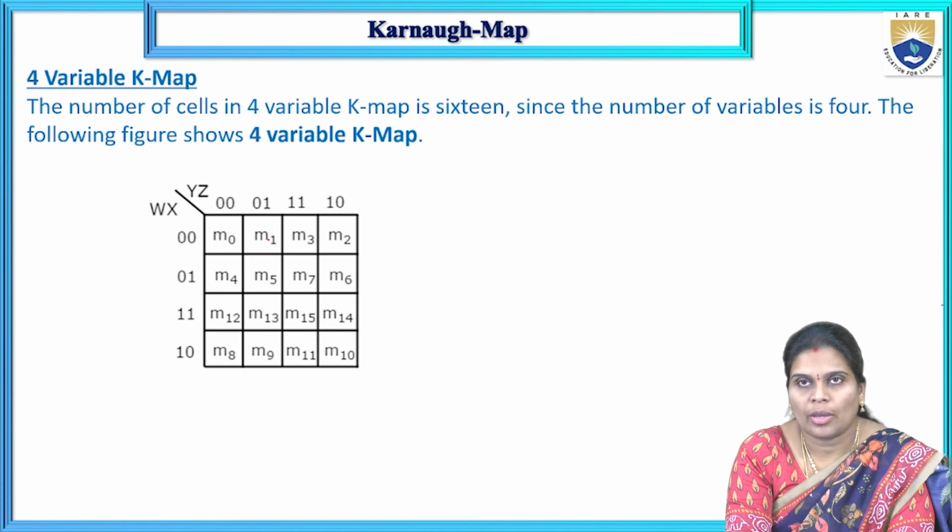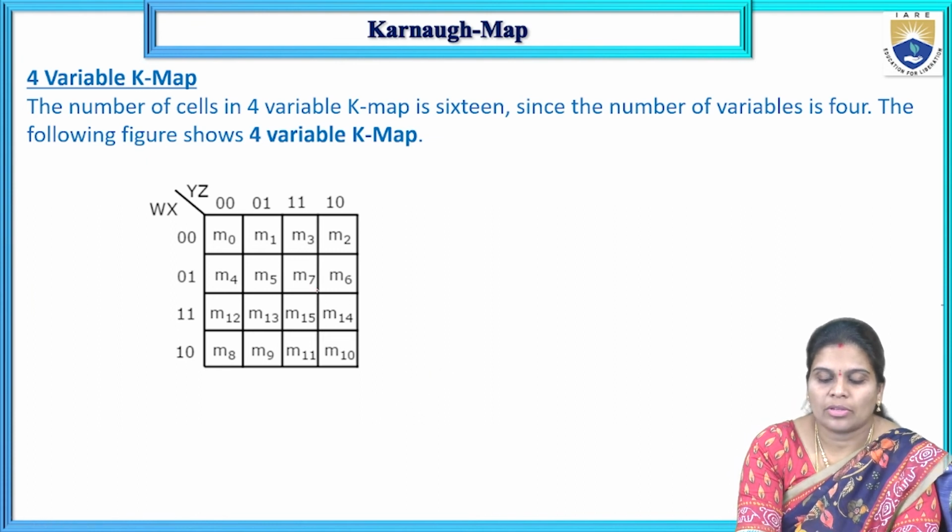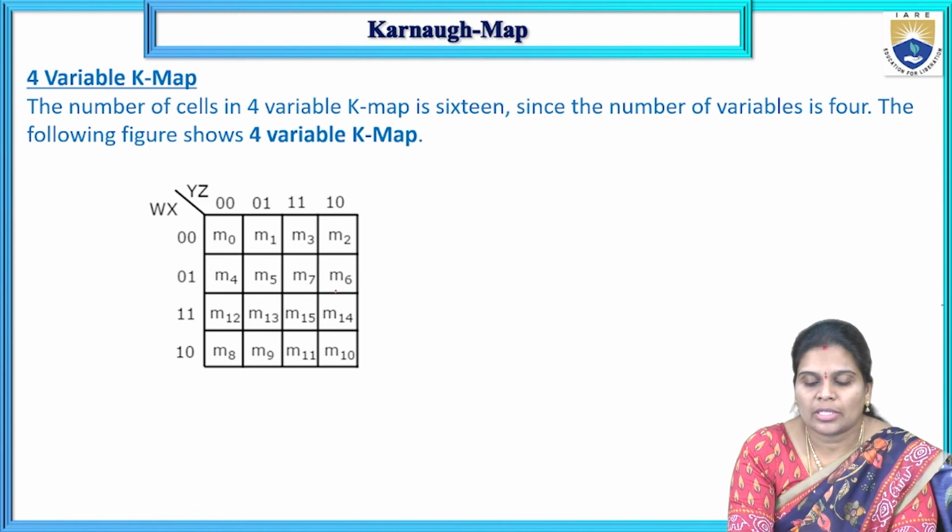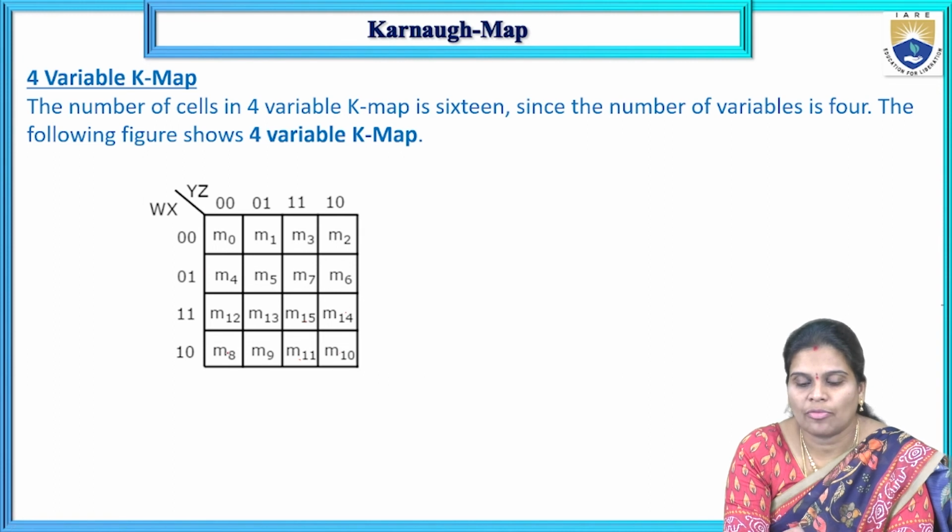So M0, M1, M2, M3, M4, M5, M6, M7. After that we are taking the M8. So the 8 value is this one. Okay, 0, 1, 0, 0, 1, 1, 0. After the M7, M6 is there. Next one, coming to this one, M8, M9, M10, M11, M12, M13, M14 and M15. This is the 4 variable K-map.